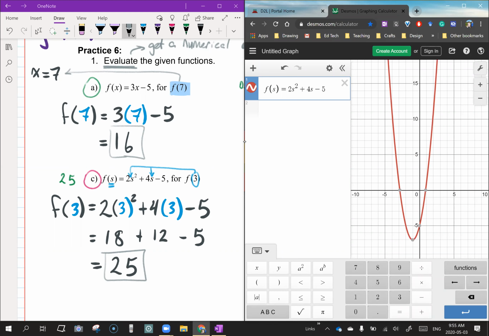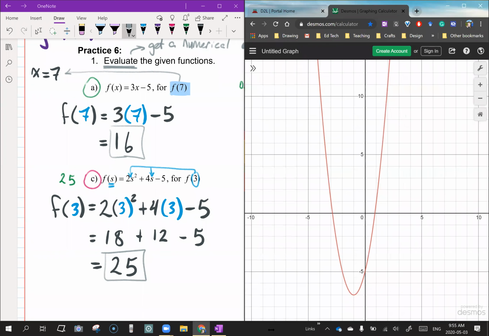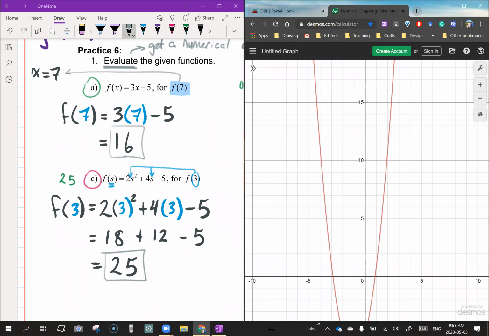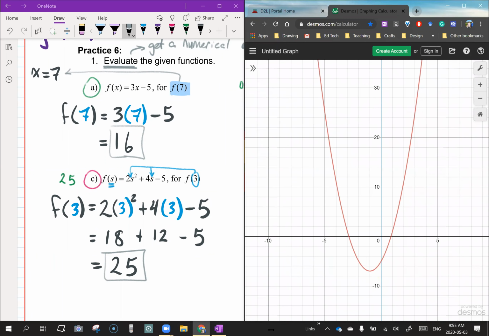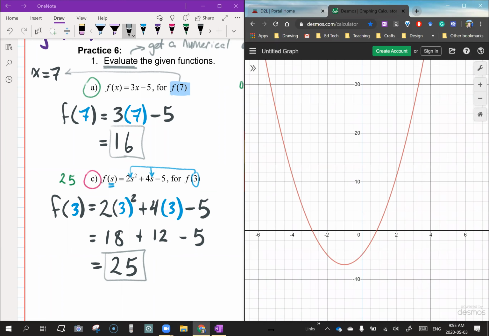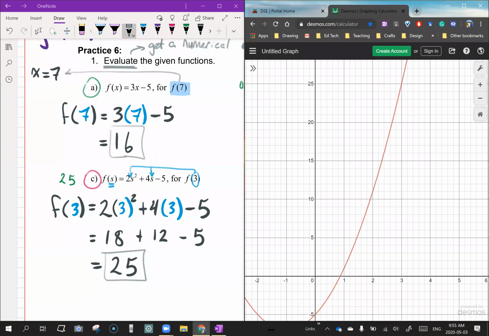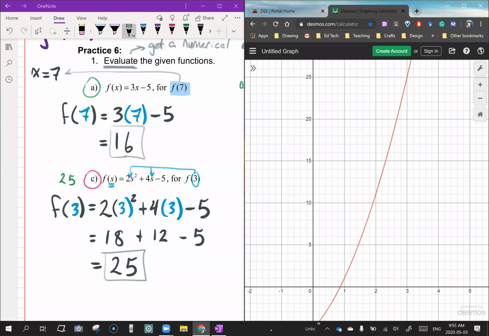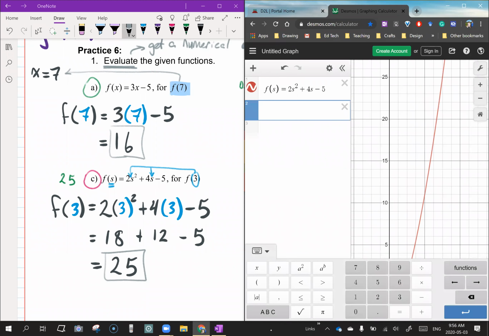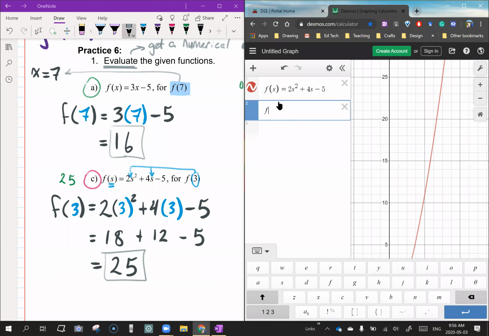So when this function is 3, I should get the number 25. Let's go looking for 3. 3 is over here. Let's squish this down. Let's zoom in a little bit. Can I find it? It should be 25. That's 3. Yep, it is. Now I'm having trouble getting it down exactly, but you can see that hopefully. We've confirmed the answer.